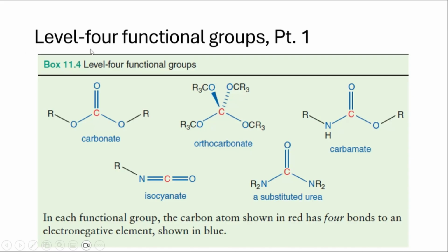And finally, we have level 4 functional groups. Generally these are more unstable. So we have carbonates, where that carbon has a double bond to an oxygen and 2 single bonds to 2 oxygens here. Orthocarbonate is just that carbon makes bonds with all oxygens, and all of those oxygens are bonded to carbons.